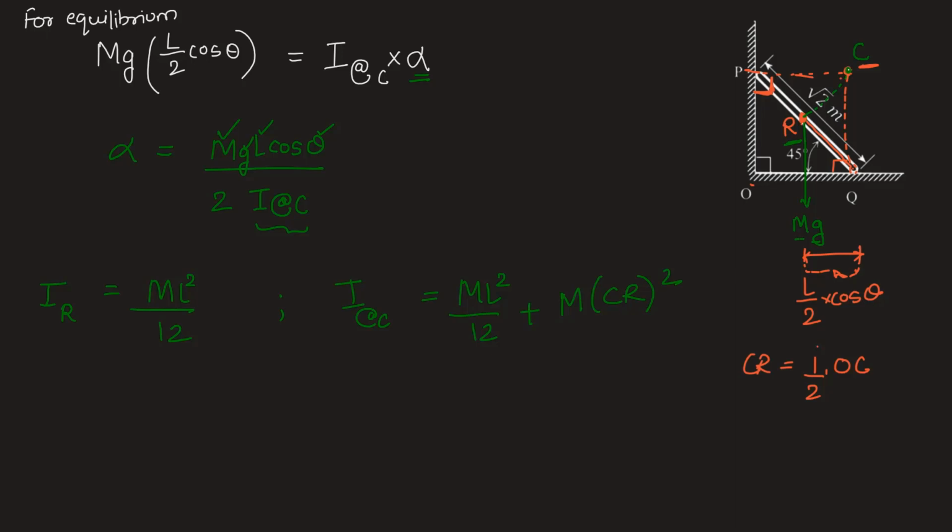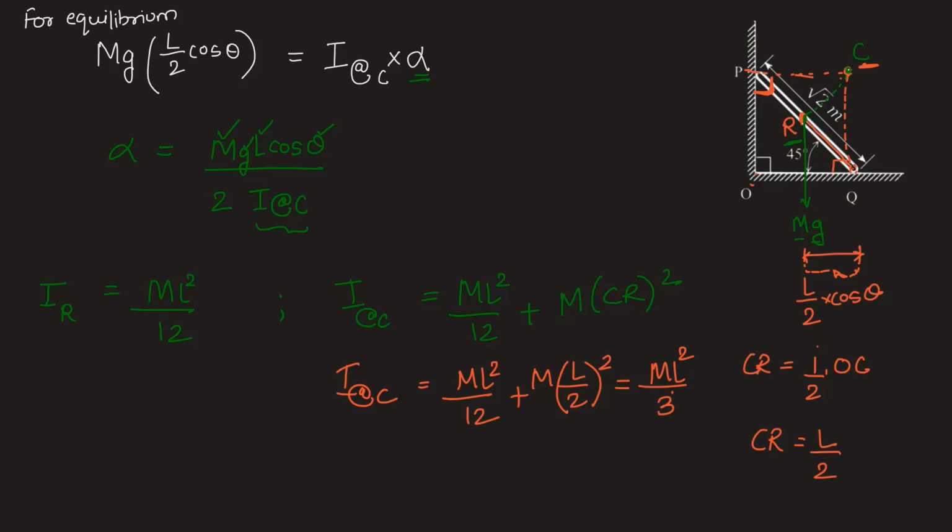PQ is one of the diagonals, root 2. OC is the other diagonal, so that will also be root 2. So CR is nothing but root 2 by 2. For the time being, we'll write it as L by 2. So we have I about C equal to ML square by 12 plus M into L by 2 whole square. Adding these, we get it as ML square by 3.